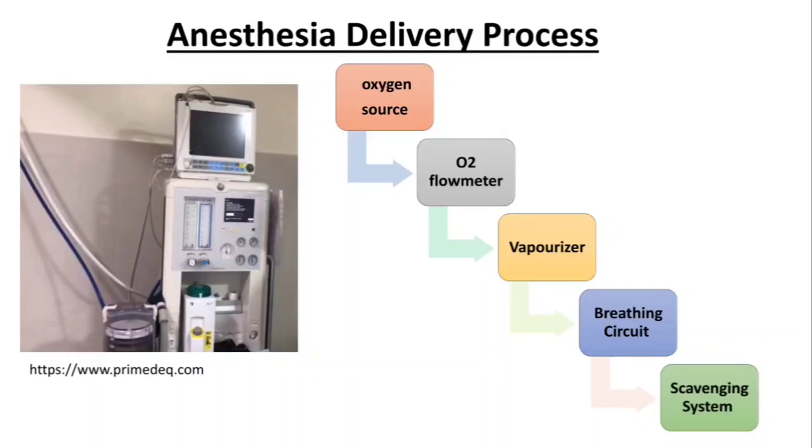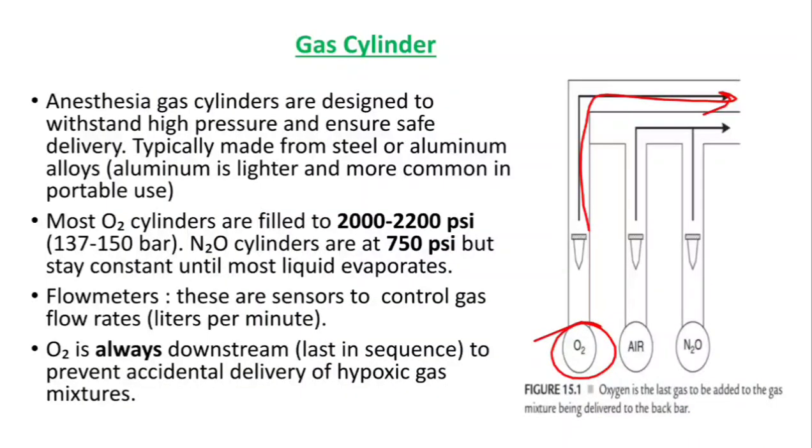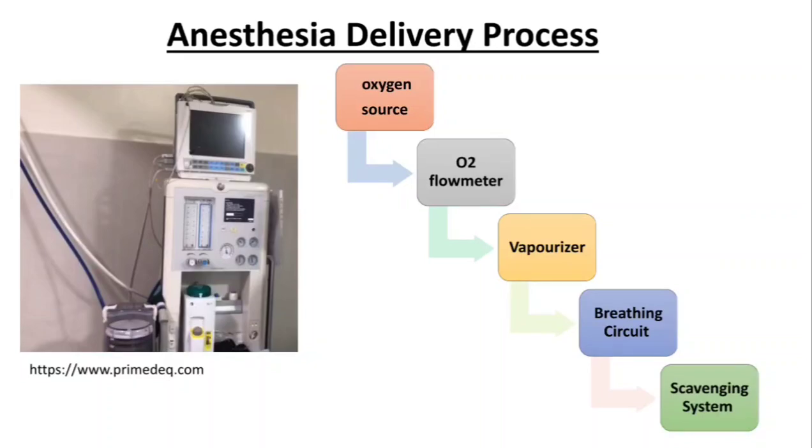So now the anesthesia delivery process, what are the components of it? Firstly, we have the oxygen source from where the oxygen is coming. Then we have the flow meters. Flow meters control how much oxygen, nitrous oxide and air flows into the system, and that is measured in liters per minute. Oxygen is always kept last to avoid any accidental hypoxia.